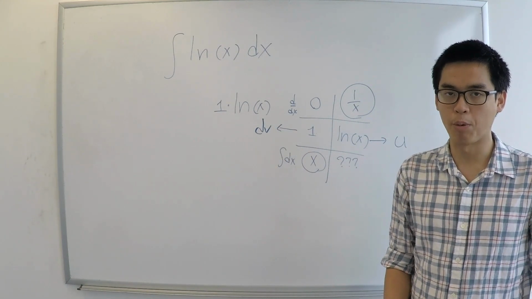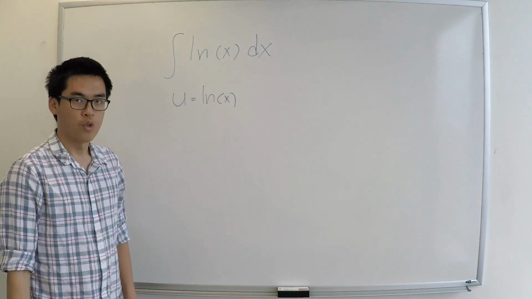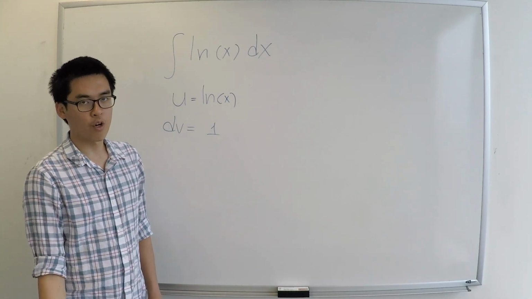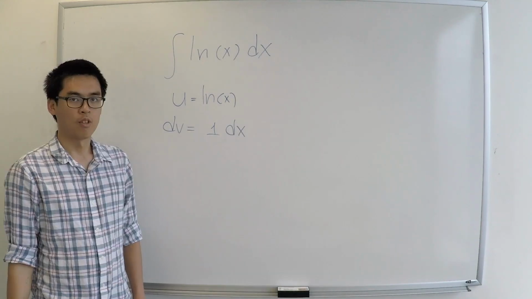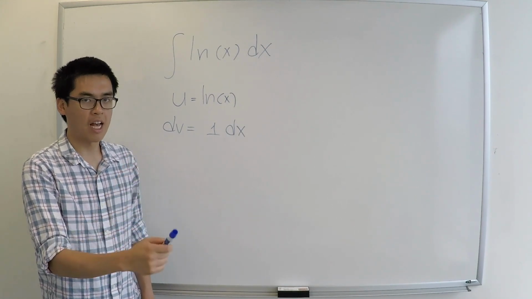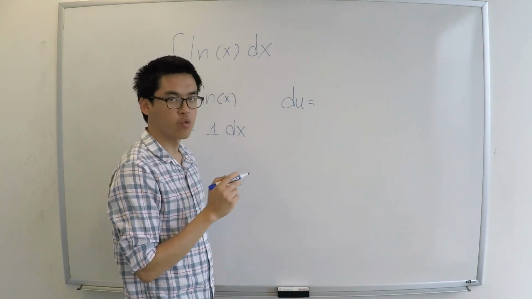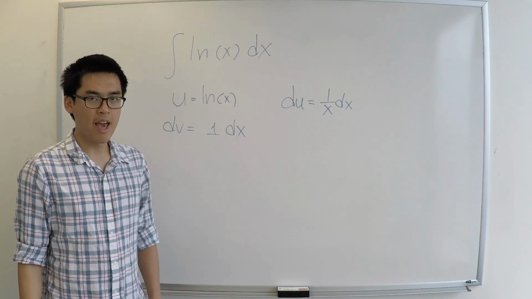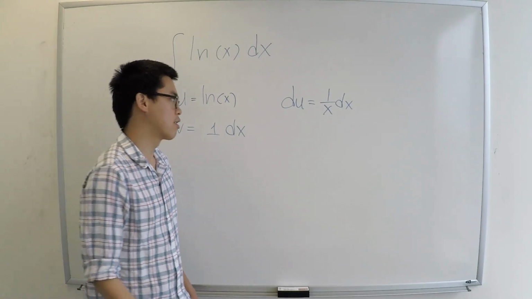So let's write that down formally. u is ln of x. dv is 1, don't forget the differential, dx. Of course, when we have u, we ask what du is, which is just 1 over x dx. And dv is 1 dx, so v is just x.